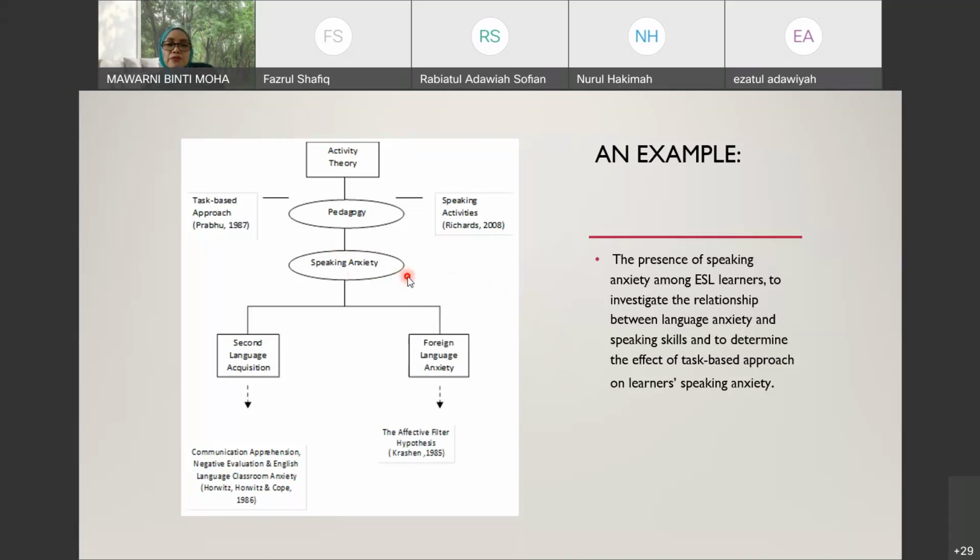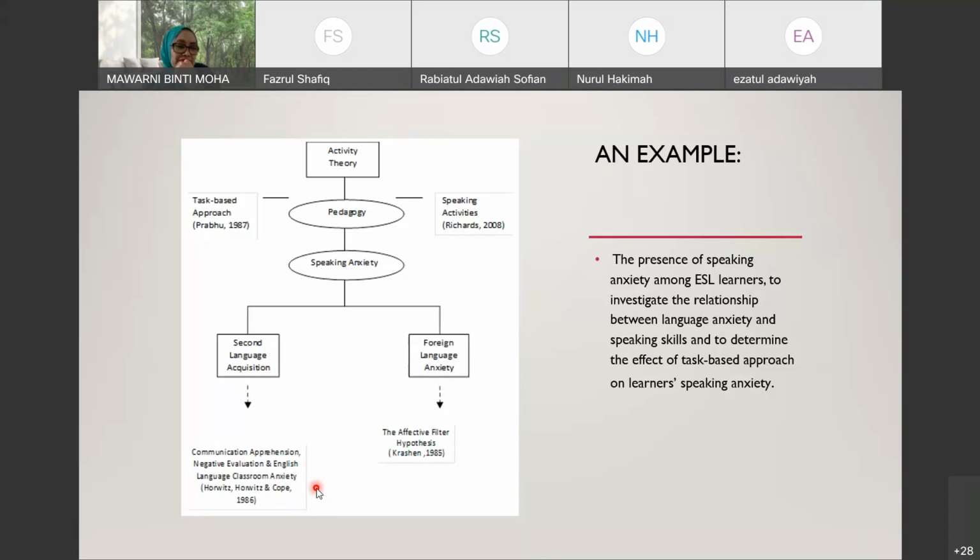Okay, so from here, which aspect is actually kat sini, kat mana? Where is the theory? Activity theory? Yes, activity theory. And the left, task-based approach, is also a theory. It's an approach, okay, by this particular person. Or what else? Second language acquisition is a theory, isn't it, Fazrul? Yes, that's the theory that you use. It's a second language acquisition theory. What is it about, Fazrul? About second language acquisition? What does it say?